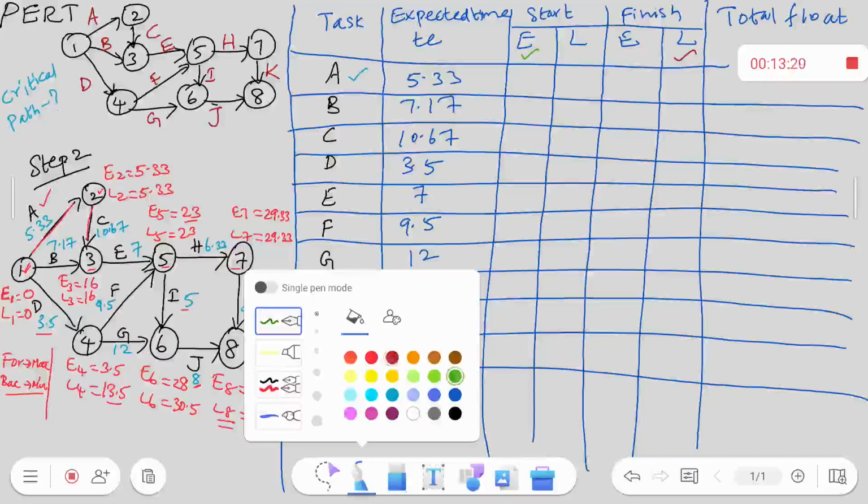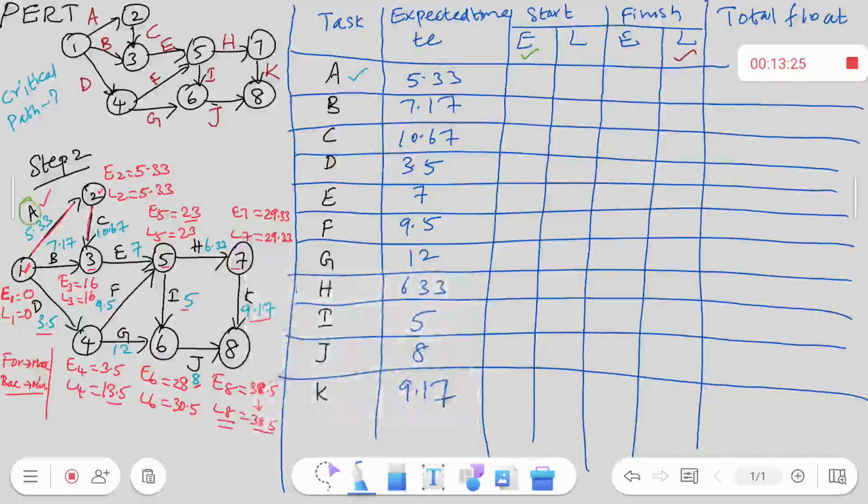For the first one, the activity A, my earliest start time is 0. So I fill 0 here. Then I go for B. The same time, it is 0. When you go for the activity D, it is also 0. When you go for the activity C, my earliest start time will be 5.33, so I put it as 5.33. When I go for E, the same value when you take it, it is 16.